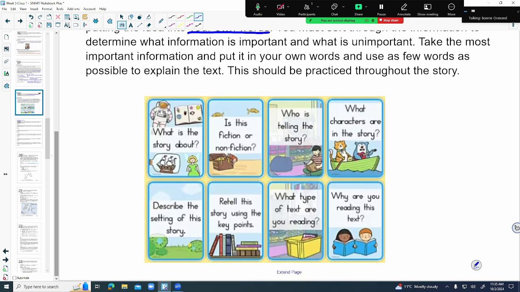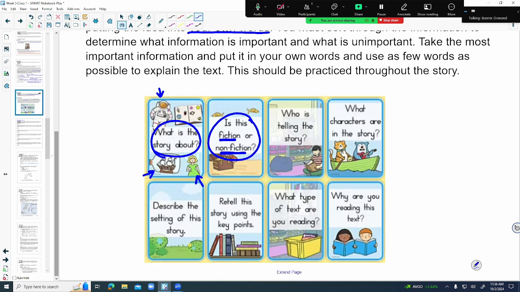So first of all, think about, what is the story about? Is it about an astronaut in space? Is it about a pirate ship? Is it about a princess going to an unknown land or whatever? So what is the story about? Is it fiction or non-fiction? Okay, so fiction is a made-up story that's not real. Non-fiction is based on facts. It's true. It really happened.